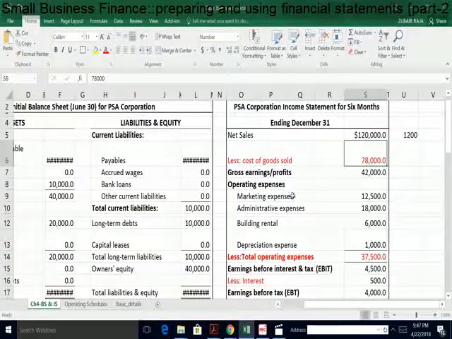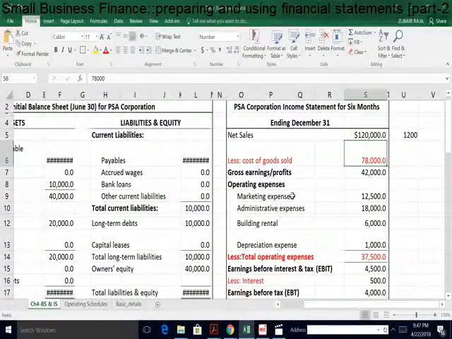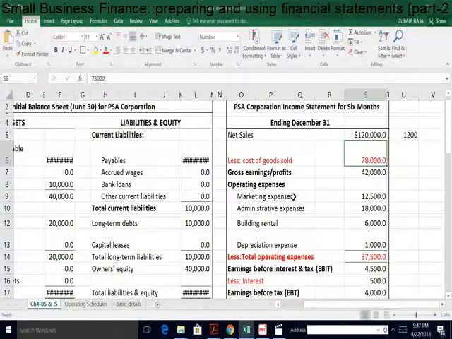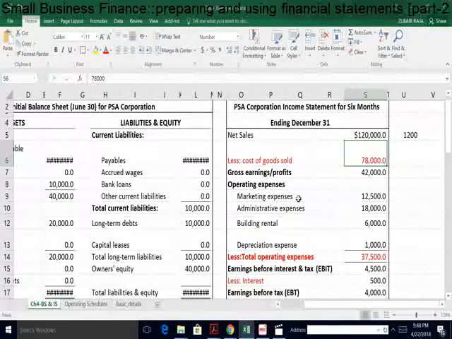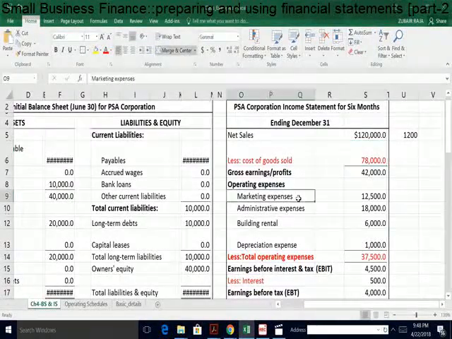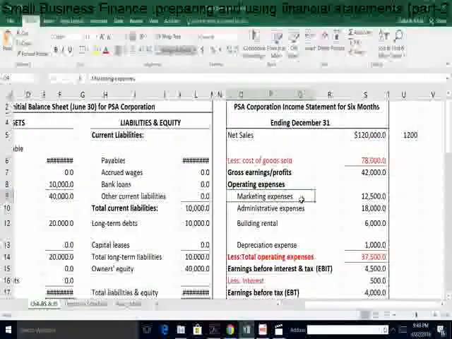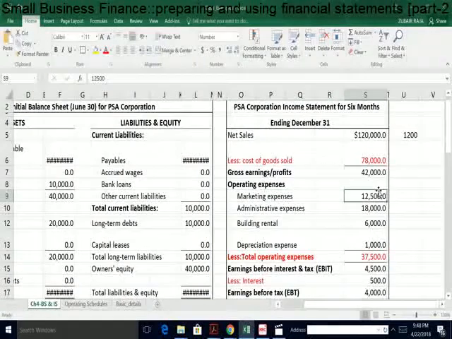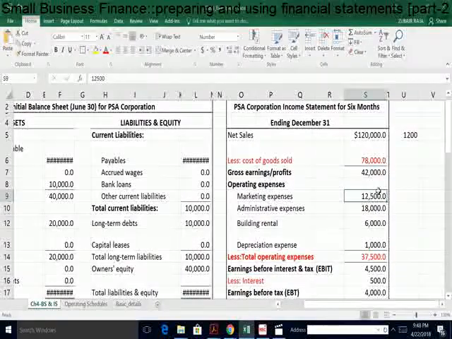So there are only 4 expenses I have mentioned over here, but in a big corporation, there could be many items under the heading of operating expenses. So first of all, there is marketing expenses. Say the company has spent 12,500 on advertisement or marketing in order to generate sales. So this 12,500 will come over here.